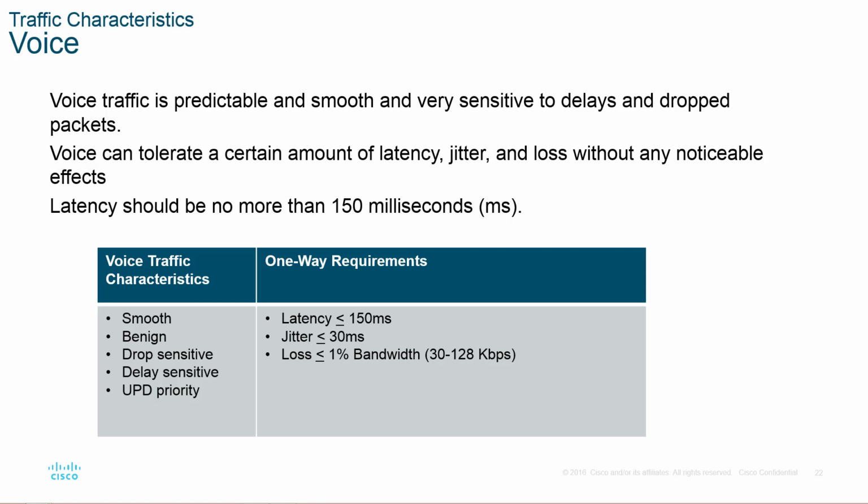Voice packets have to receive a higher priority than other types of traffic because voice is very sensitive to delays and dropped packets. Cisco products use the RTP port range 16384 to 32767 to prioritize voice traffic. Jitter should be no more than 30 milliseconds and packet loss no more than 1%. Voice traffic will require at least 30 kilobits per second of bandwidth.